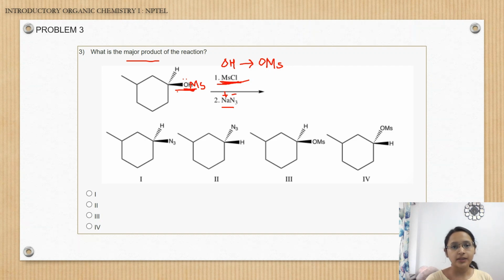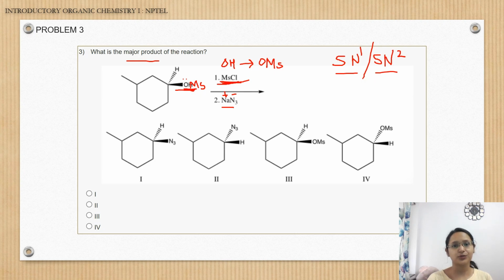So here, substitution of this OMS will happen after the nucleophilic attack of this azide. How will this sodium azide attack? Can anyone tell me if the attack is SN1 or SN2? I have explained this SN1 and SN2 in the last class. Those who have not attended, please go to my website. There you will find the YouTube videos, right? Can anyone now tell me if the attack of this azide is SN1 or SN2, which pathway it will follow?